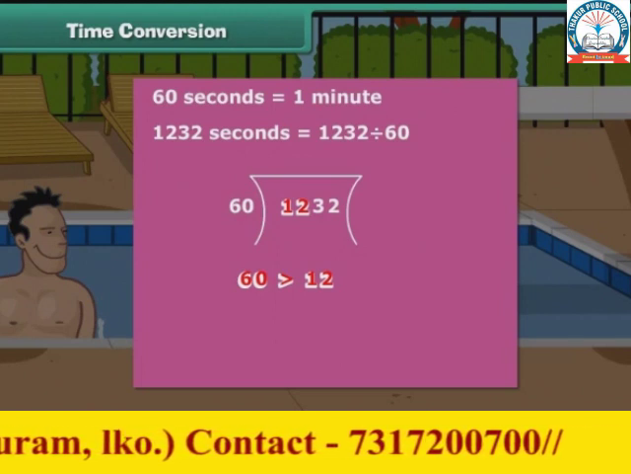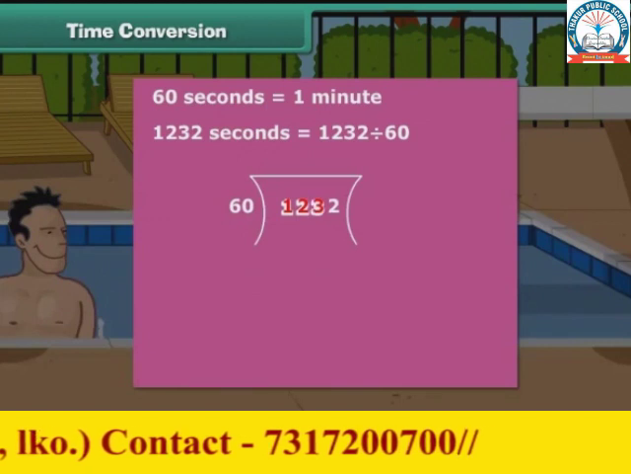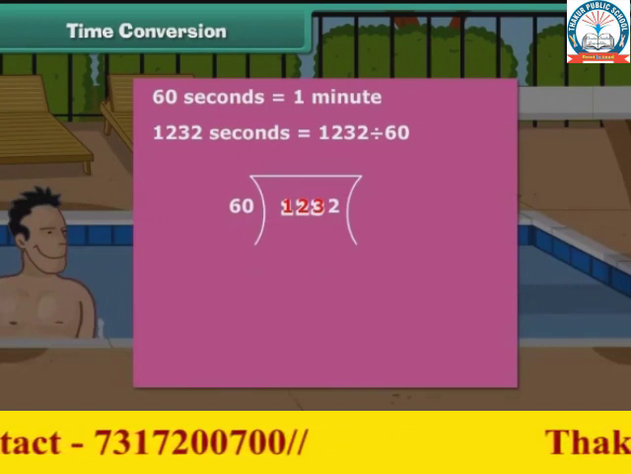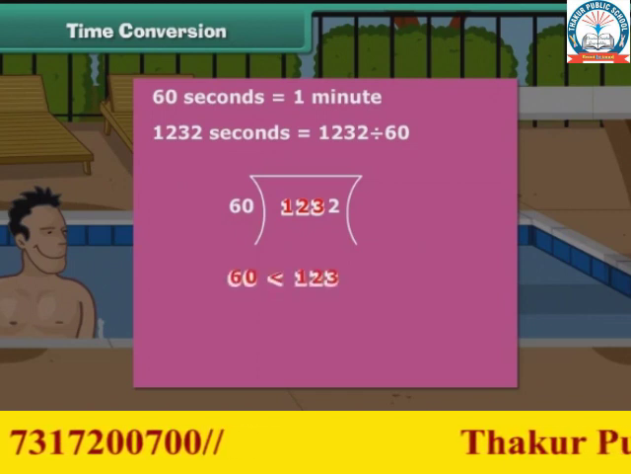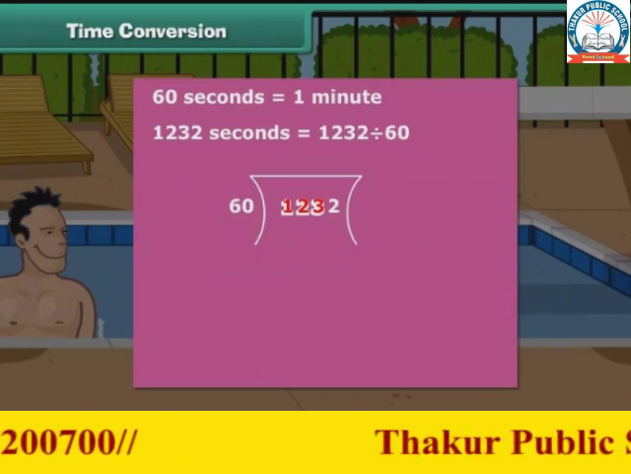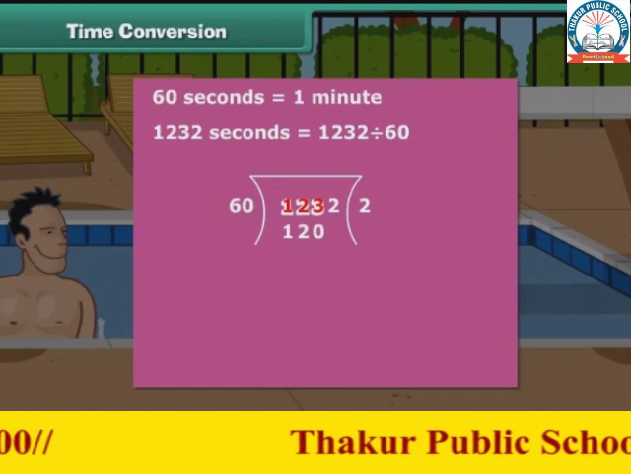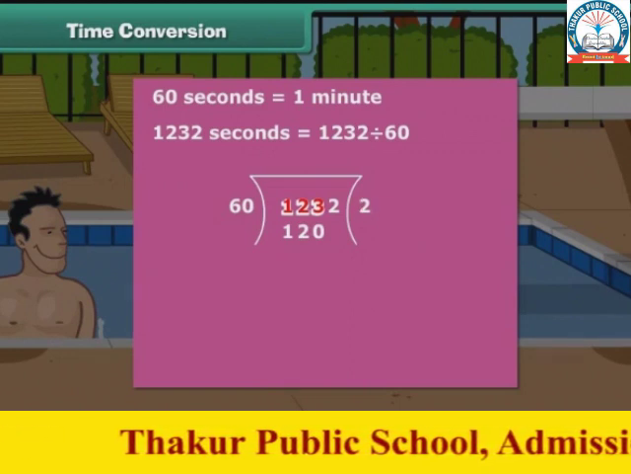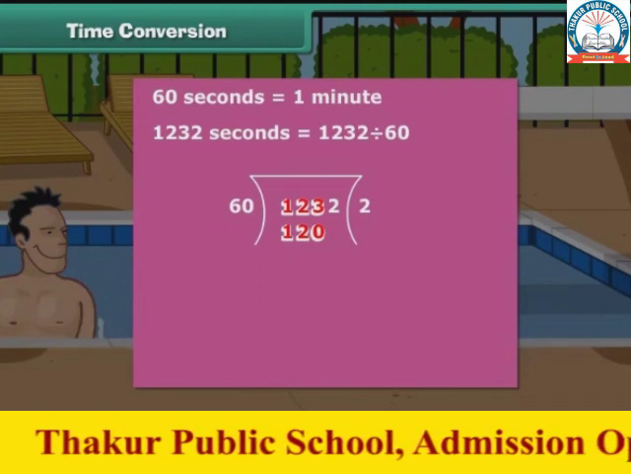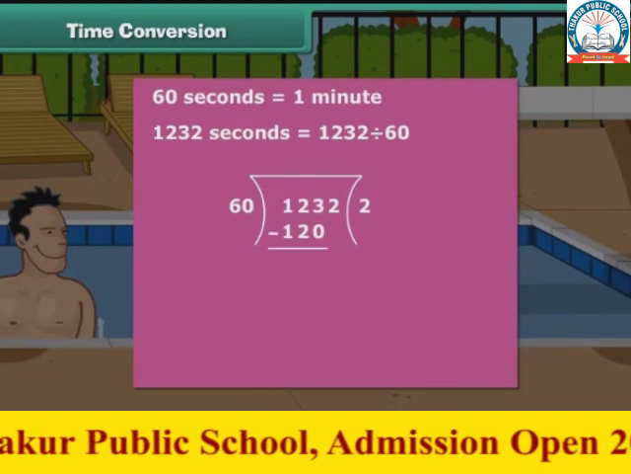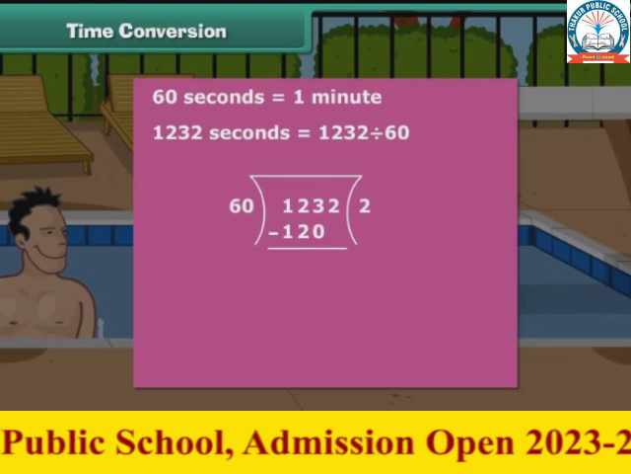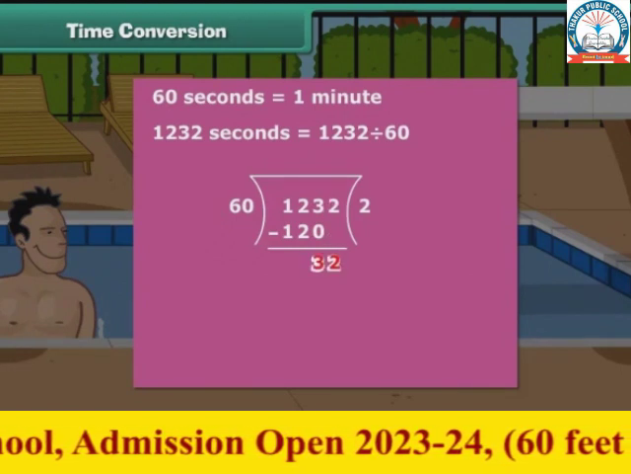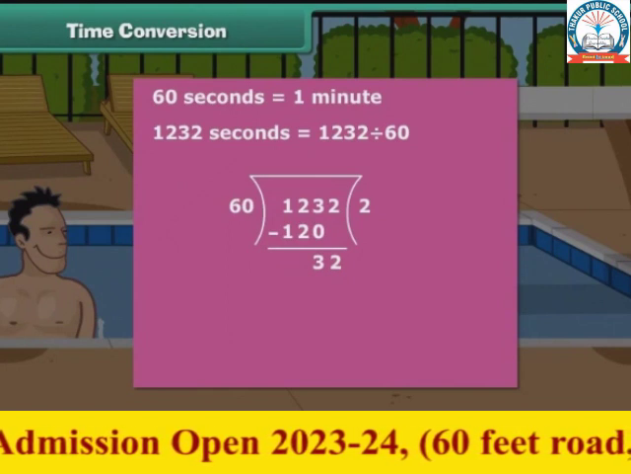12 is too small to hold 60. Now consider the first 3 digits together. 123 is big enough to hold 2 times 60, that is 120. Therefore, write 2 on the right and 120 beneath 123. Subtract and write the difference 3 below. Bring 2 down. The new number formed is 32.